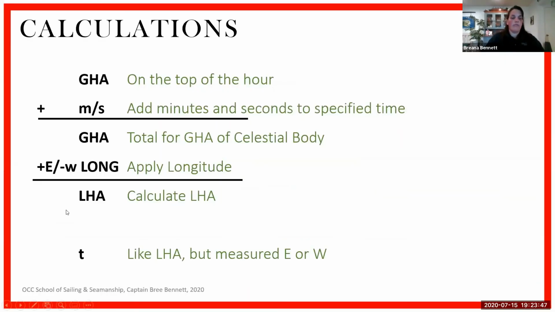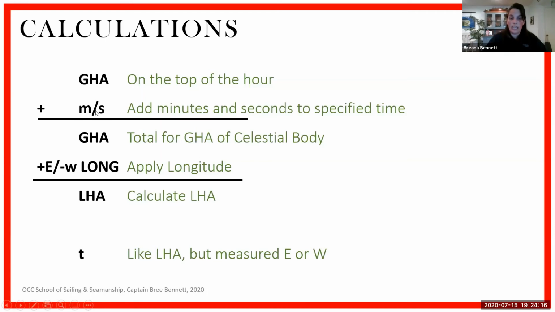So our formula, and this is part of the sight reduction table that we're going to use, is GHA plus the minutes and seconds. That's what we used on our increments and corrections pages. It gives us the total GHA for the celestial body. And we are always, always, always going to be adding that minutes and seconds.